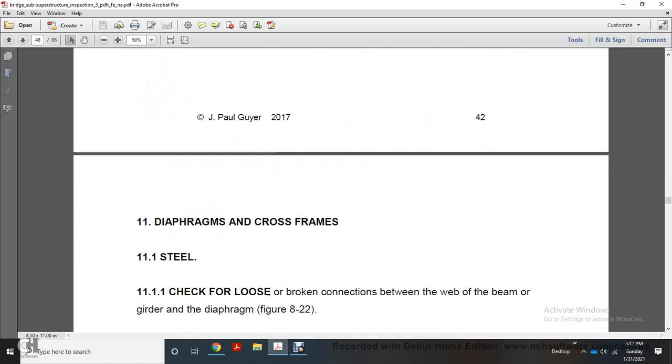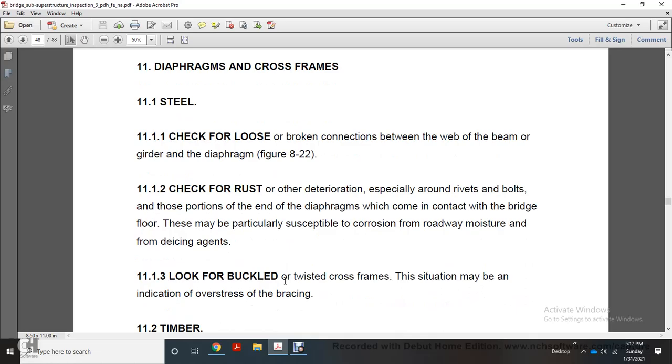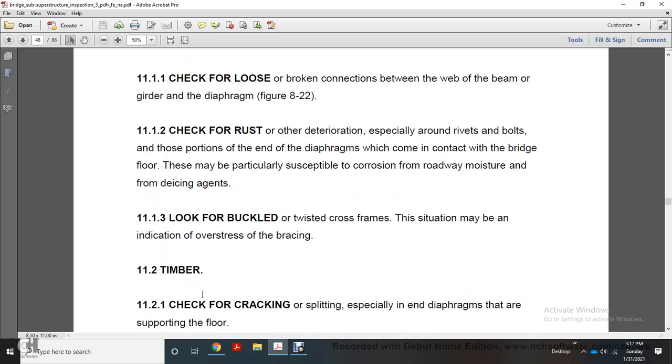Diaphragms and steel cross frames. Steel: check for loose or broken connections between the web of the beam or girder and the diaphragm, figure 8-22. Check for rust and deterioration, especially around riveted bolts where the ends of the diaphragms come in contact with the girder. Check the bridge for particular suspects like corrosion from roadway moisture with de-icing agents. Look for buckled or twisted cross frames, which may be an indication of overstress of the bracing.